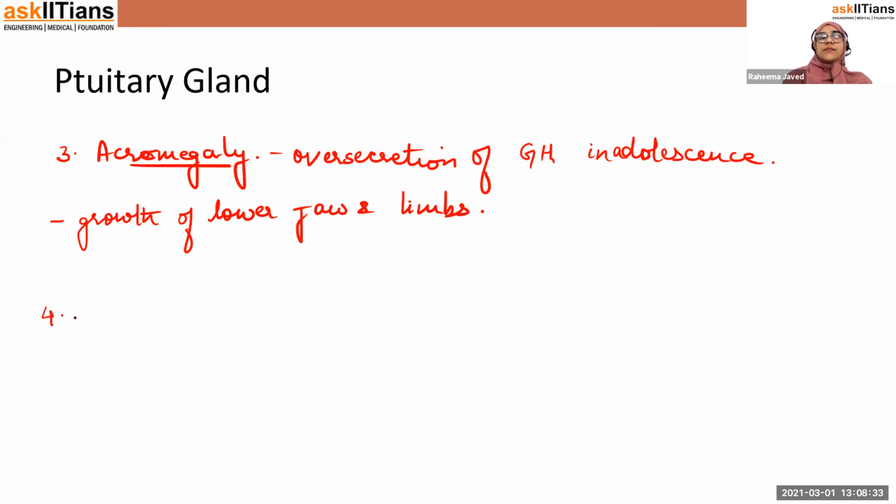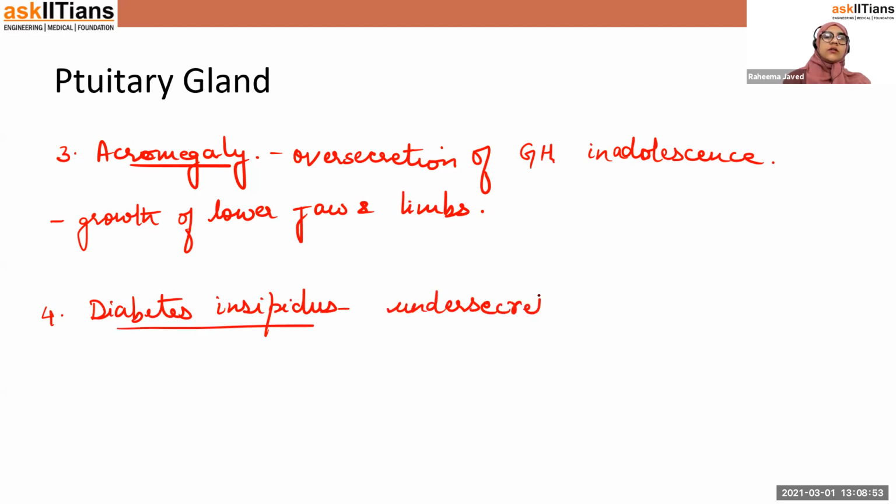Next disease is caused by the undersecretion of ADH. Okay, that is antidiuretic hormone, vasopressin, and this is known as diabetes insipidus. Undersecretion of ADH, antidiuretic hormone. This is from the posterior pituitary, okay, not from the anterior pituitary. The first three diseases are from the anterior pituitary, but ADH is from the posterior pituitary.